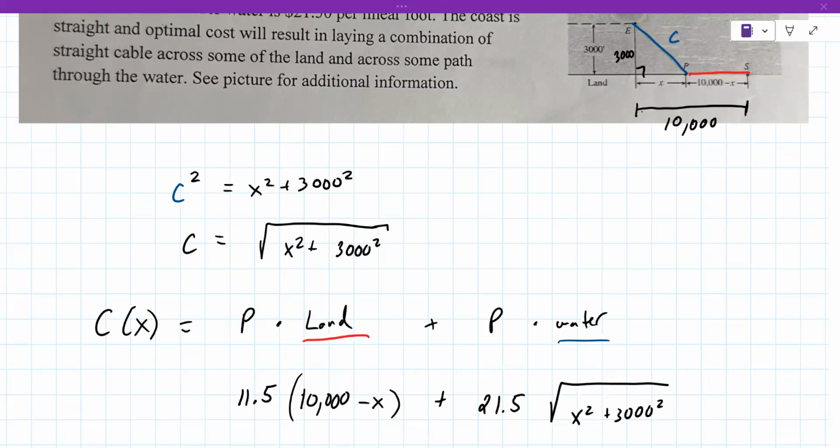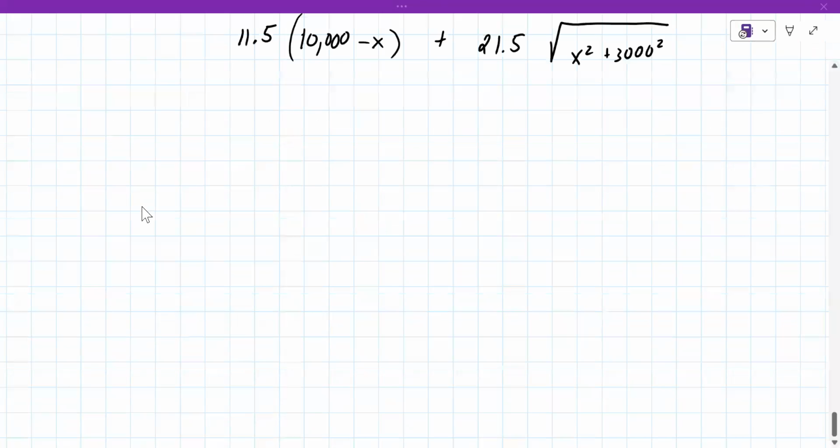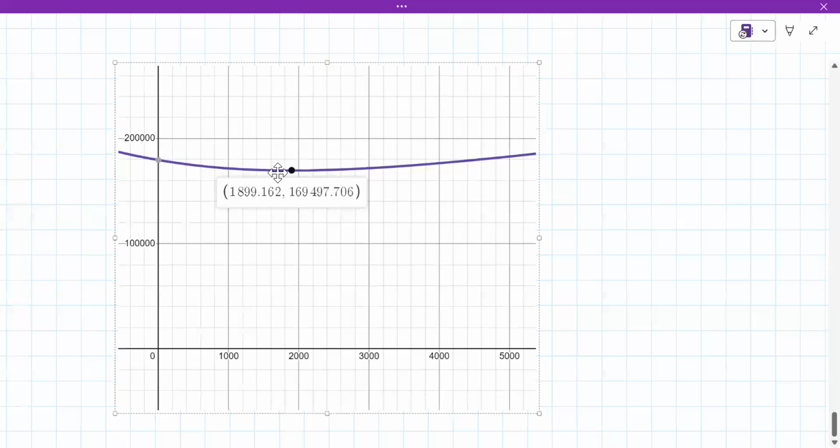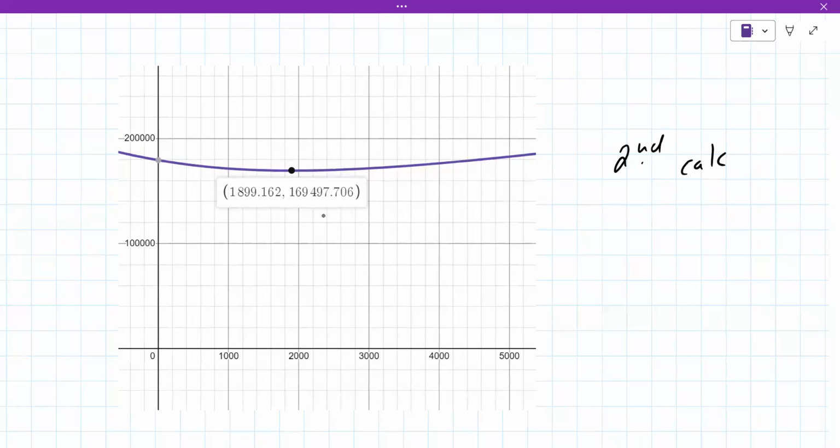All right, I do have the graph here. Sorry, it took an extra moment to sync up. The graphing is the most annoying part of this because you have to get your window right, and you get two coordinates here. You're looking for the min, the second calc, minimum. You get your left point, your right point, and your guess on your calculator. And there it is. X is about 1899, and this is the cost right here.